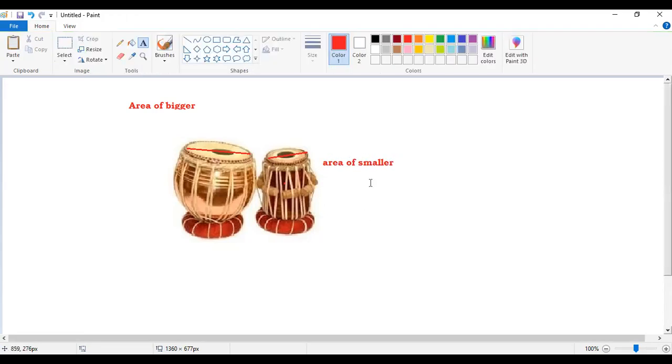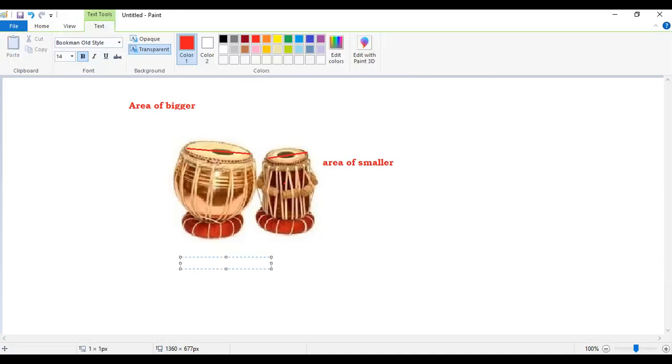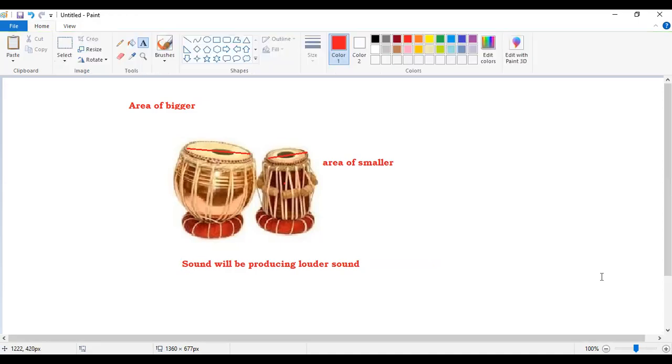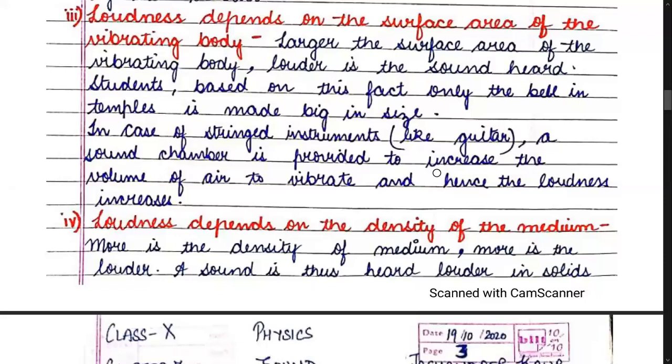Fine. What does it mean? It means that the sound produced by the bigger one will be more loud. Okay, so this bigger one will be producing louder sound. Why so? Because it is having more area, and since we are studying today that loudness depends on area of the object where vibration is produced. So now what will happen if you are having more surface area?